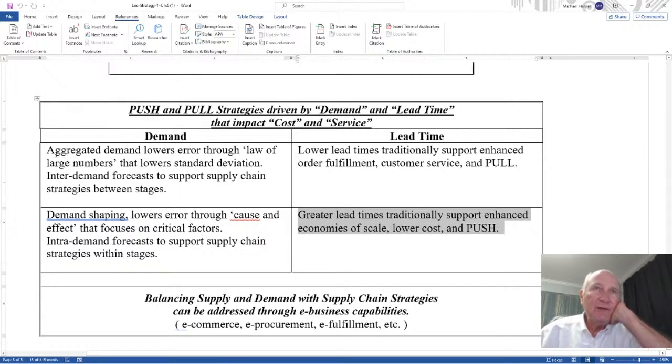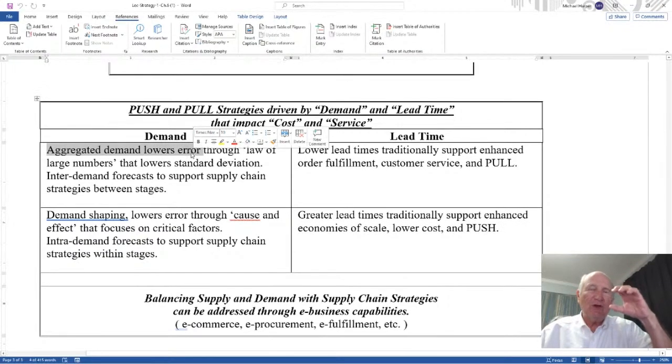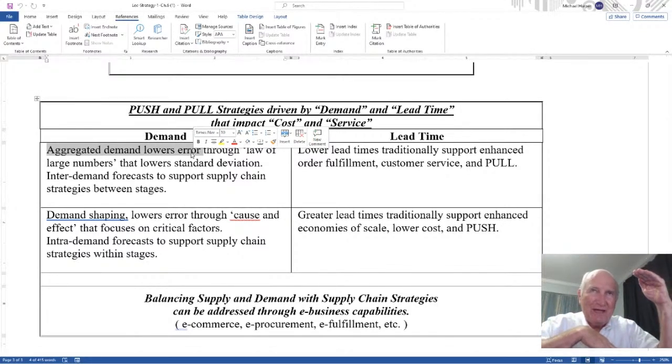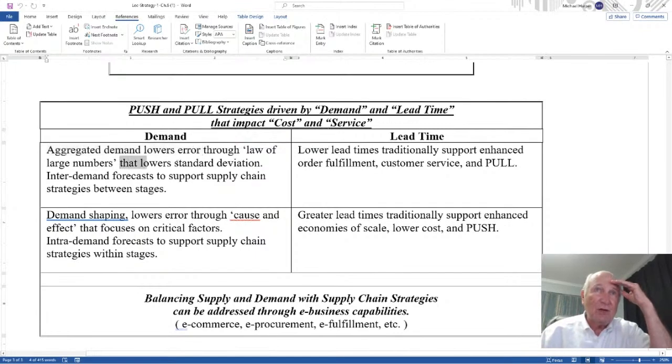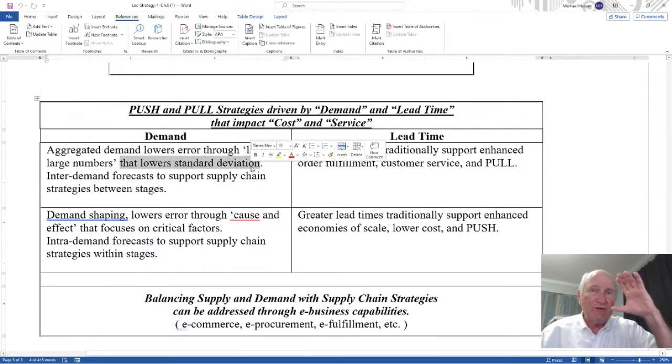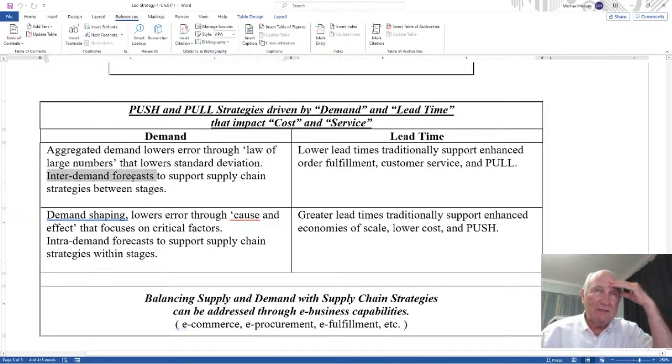On the other hand, the aggregated demand lowers the error of your demand, because the larger the aggregated demand, the lower the uncertainty, because you have a larger amount of demand, through the law of large numbers. That lowers standard deviation because the variability is lower with a larger lot size. The inter-demand forecasts support supply chain strategies between stages. So since you aggregate your demand, the demand forecast between the stages can be managed. And that's aggregating demand.